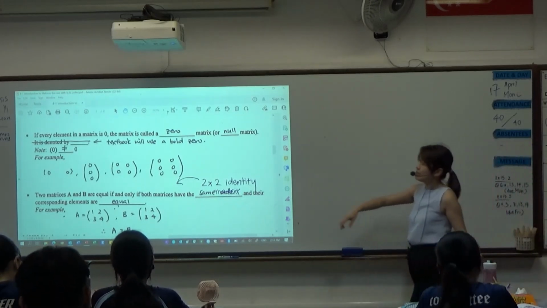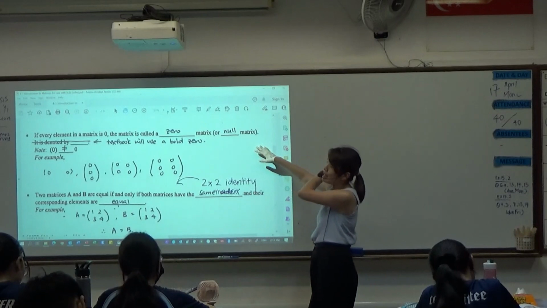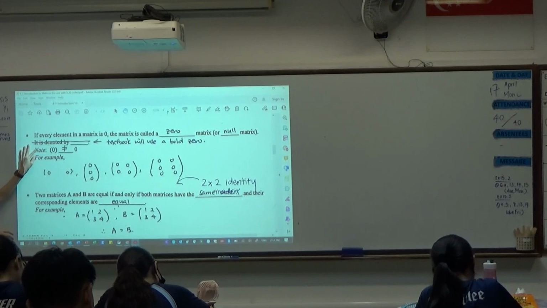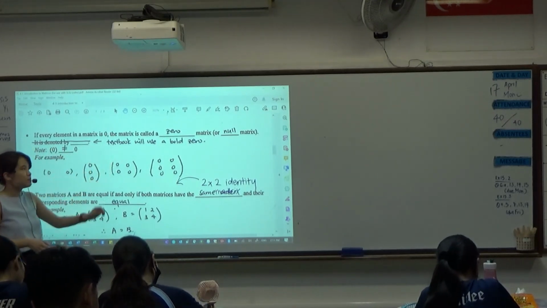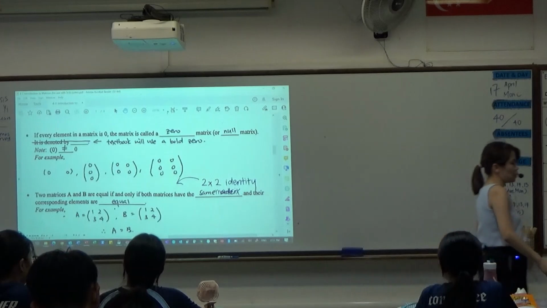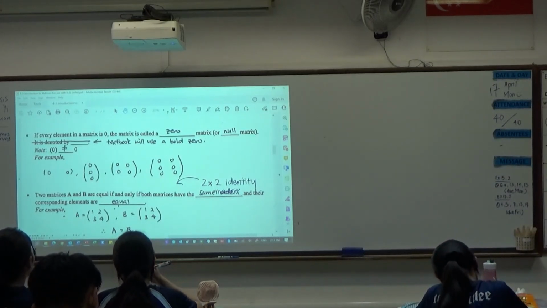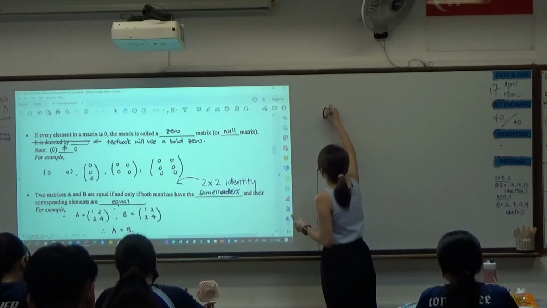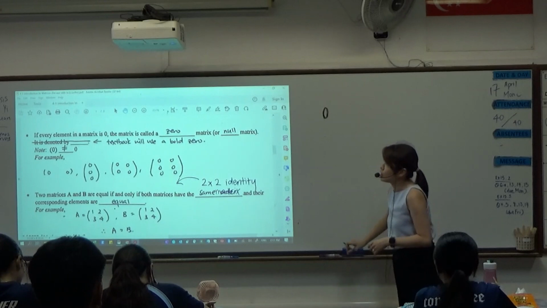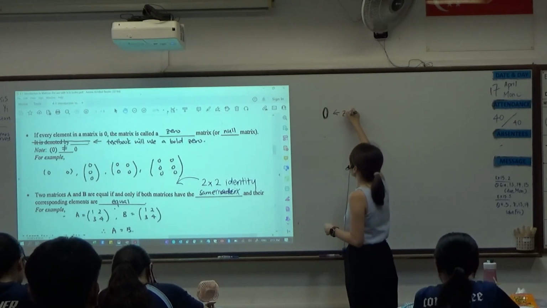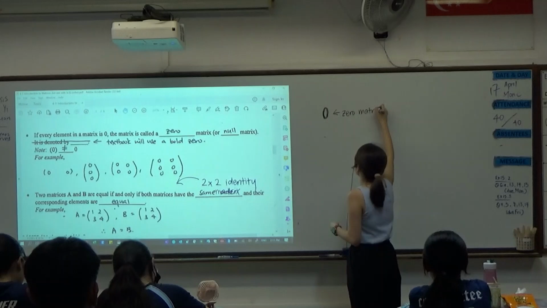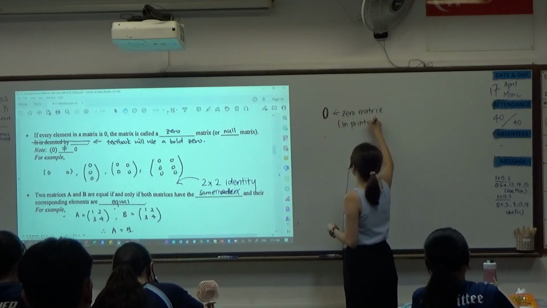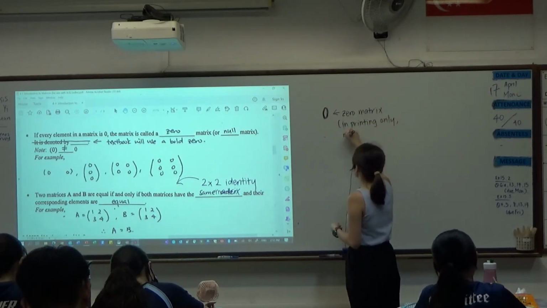So there's this thing called a zero matrix, or sometimes we call it a null matrix. There is no formal notation when it comes to the zero matrix. However, you will notice that textbooks usually use a bold zero. We can only do that in printing, we cannot do that in writing. So sometimes textbooks will use a bold zero to represent a zero matrix, but this is in printing only, not applicable to writing.